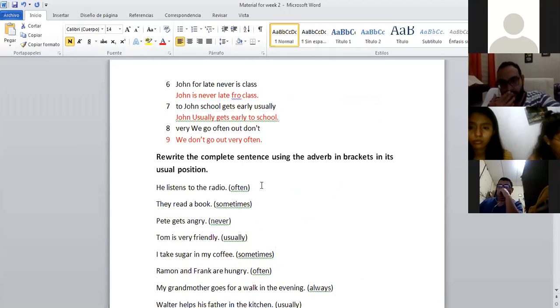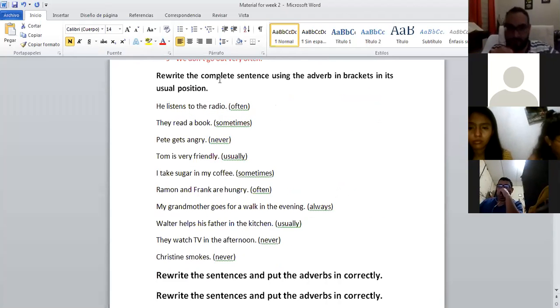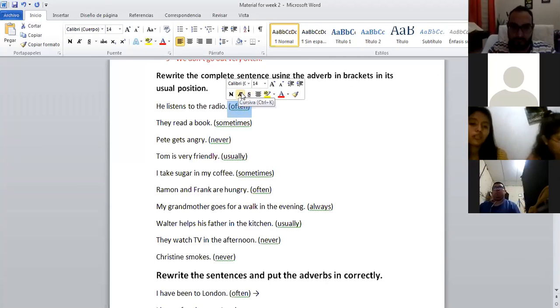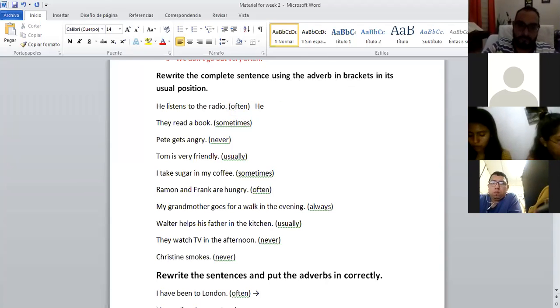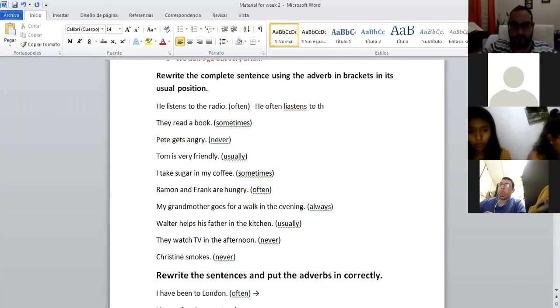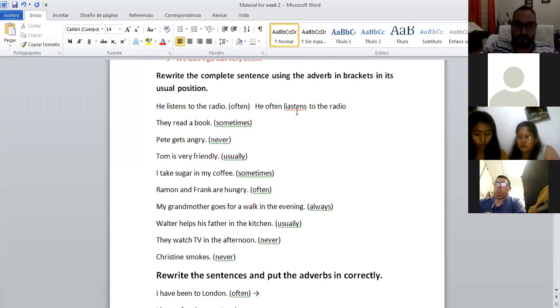Now, very good. We are going to do the next exercise. Rewrite the complete sentence using the adverb in brackets. This is the brackets. So, are you ready? We are going to do this in pairs. What is number one? He often listens to the radio. Very good. And period, excellent.